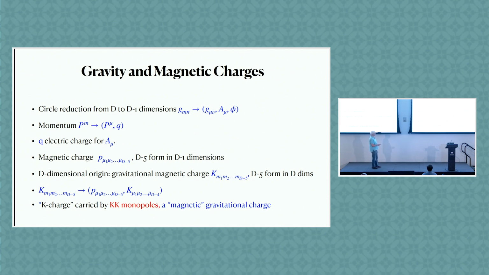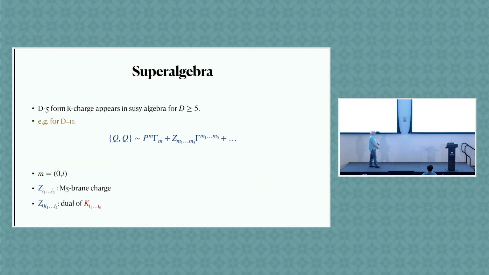So we have this charge K, which is naturally arising in gravity, and this is the charge which is carried by Kaluza-Klein monopoles. And one of the themes of this talk is to investigate a bit more about this charge. So this charge arises in the supersymmetry algebra. For example, in 11 dimensions, there's a 5-form charge which occurs in the superalgebra.